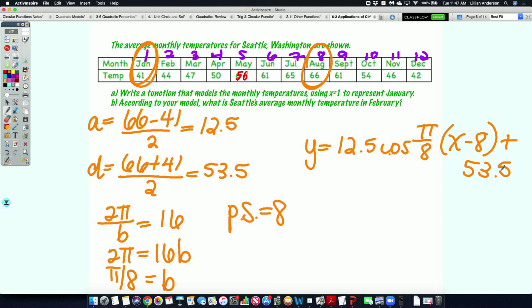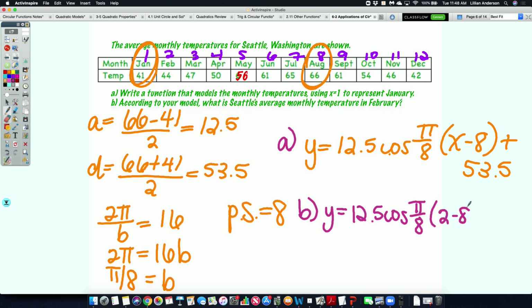Now, according to my model, what is Seattle's average monthly temperature in February? Yes, we do have February already, but it's set according to our model. So we're going to see how good of a model we have by plugging in what number? 2, to get a temperature to see how close to 44 we are. Okay? So, this is part A. Part B, I actually need to plug in 2, which represents February, to see how close of a model I have.